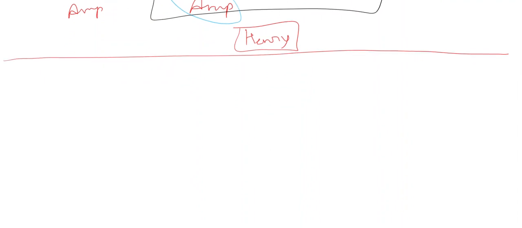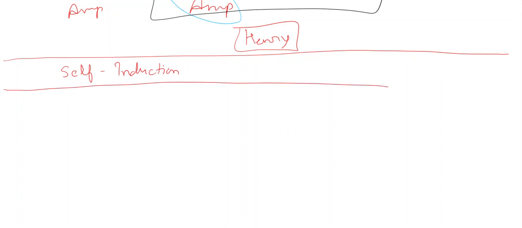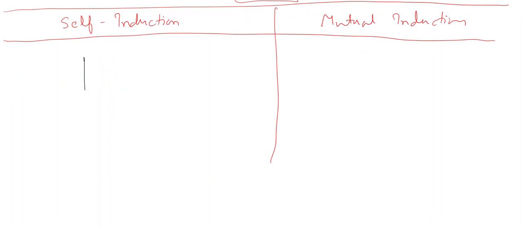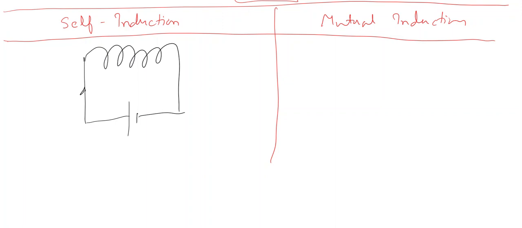Now if I compare self-induction and mutual induction, how many points of comparison do we have? What happens in case of self-induction? In case of self-induction, you have one coil, and when you allow current to pass through that coil, you have flux linked with it, and when you vary the potential difference across the coil, the flux changes, and hence you have induced EMF.